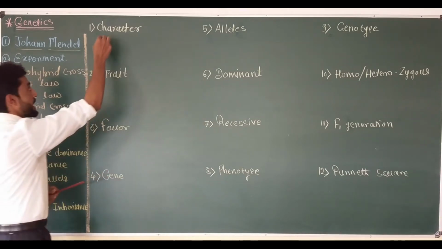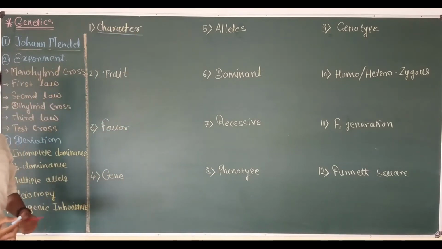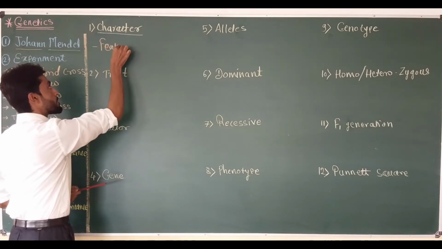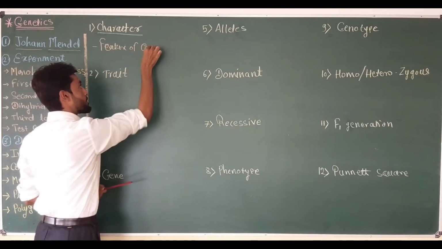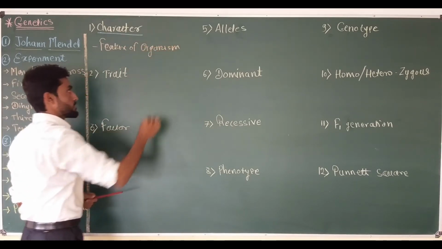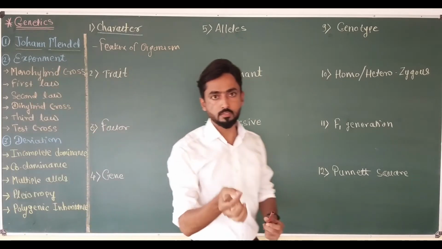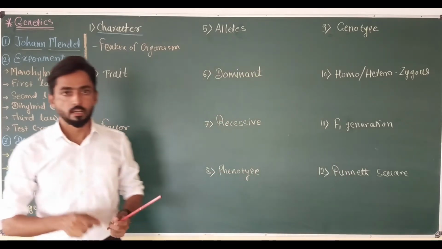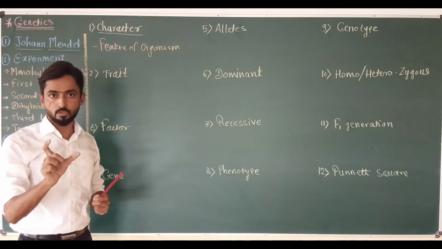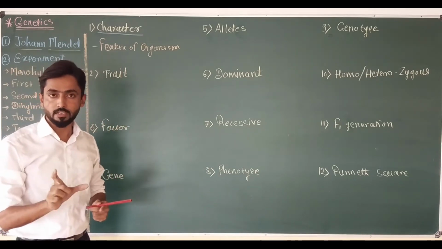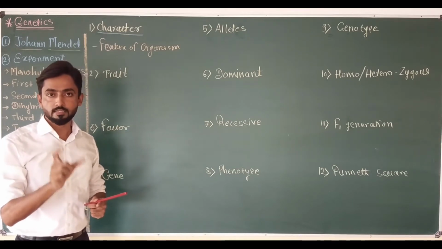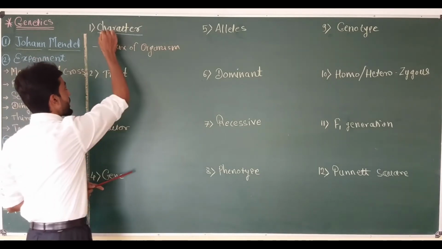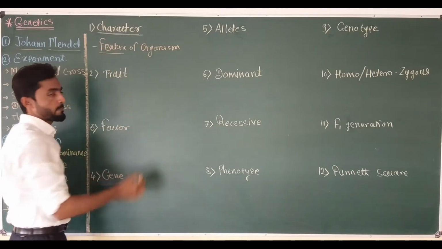So first is character. What is a character? Character is nothing but the feature of a living organism. For example, if we consider Pisum sativum or garden pea, which was selected by Mendel for his experiment, there are 7 different characters which Mendel focused on, like height of the stem, that is height of the plant, then size and shape of the seed, size and shape of the pod, flower color and flower position. So all these are nothing but the characters. It is nothing but the feature of organisms.